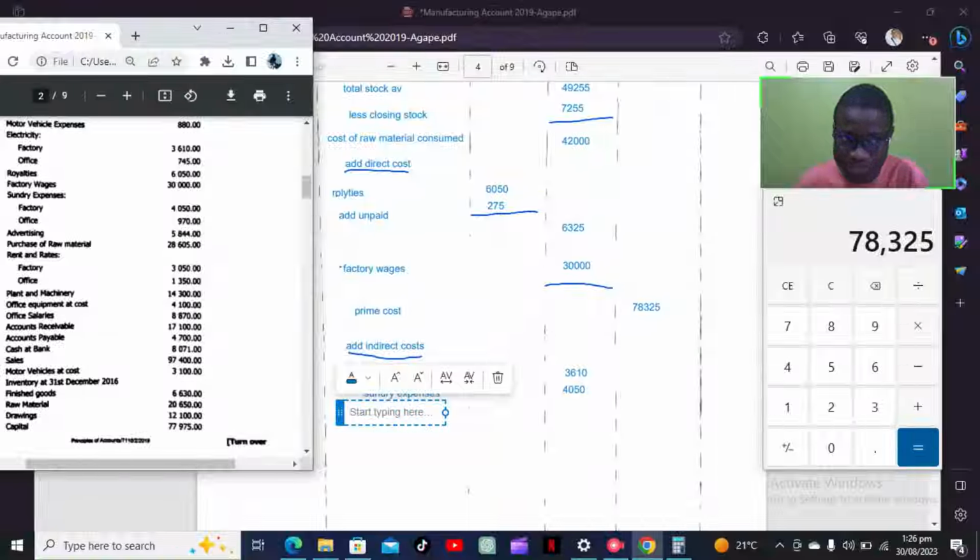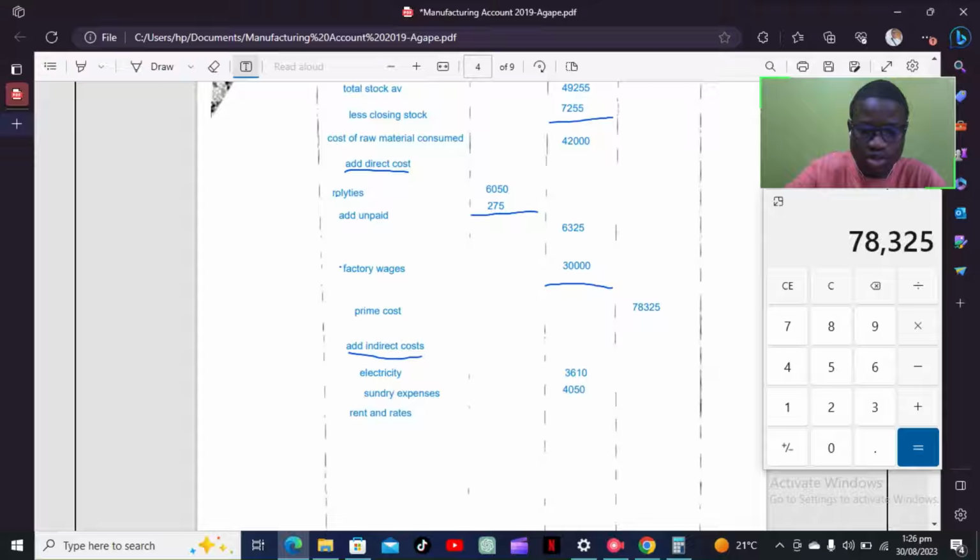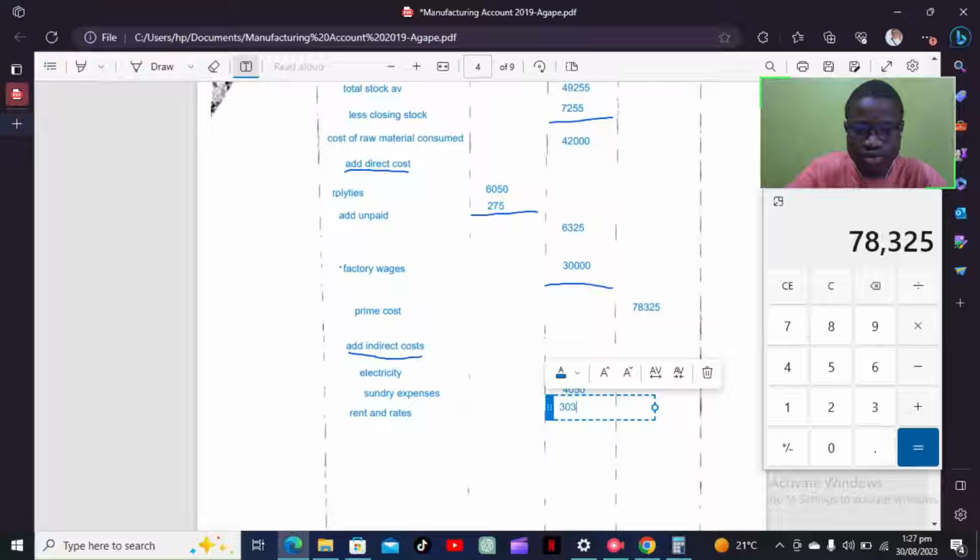Then rent and rates, they have specified again, saying this figure is for the factory and that is for the office, and we're only concerned with that of the factory. So we're going to enter the amount which is for the factory, which is 3,050 kwacha. So here we're entering rent and rates. How much was it? That was 3,050 kwacha.